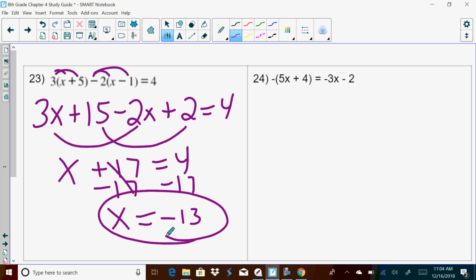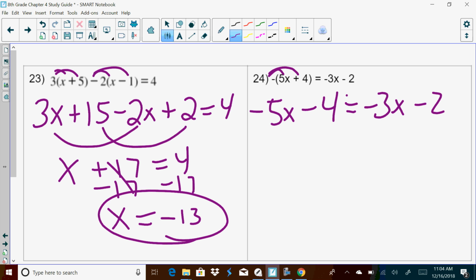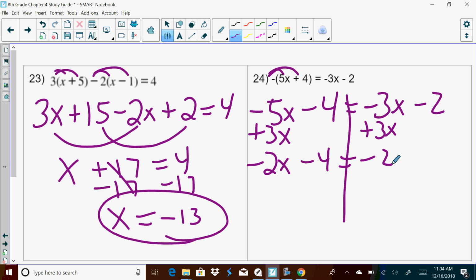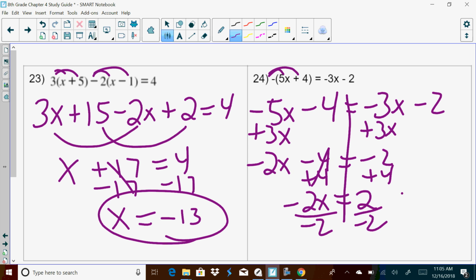Problem 24, first thing I'm going to do is distribute my negative. So I get negative 5x minus 4 equals negative 3x minus 2. Add 3x to both sides. I get negative 2x minus 4 equals negative 2. Add 4. Negative 2x equals 2. Divide by negative 2. I get x equals negative 1.